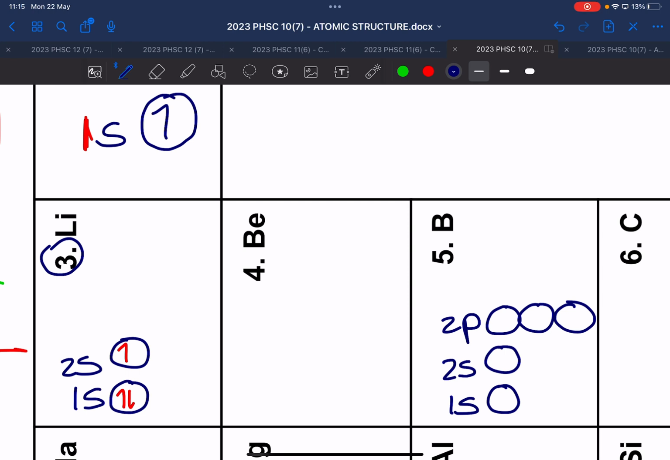Why did you say number 4? Because the rest that we're not going to do now, you'll do for homework. I just want to show you different atoms. So boron has 5 electrons. So we go 1, 2, 3, 4, 5.